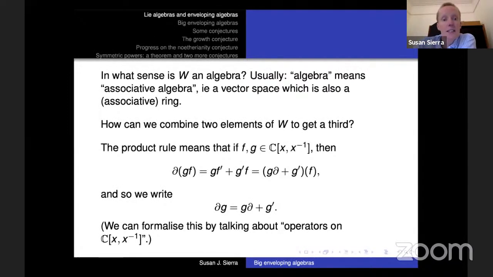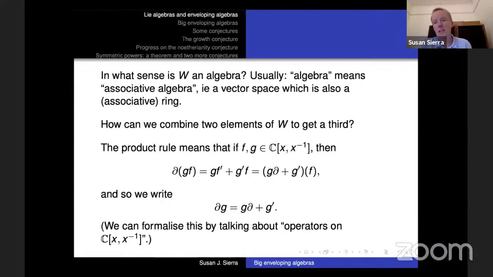So how do we combine two elements of W? Well, let's think about the product rule from calculus. If I have two functions, two Laurent polynomials f and g, then of course the derivative of g times f is g f prime plus g prime times f. So let me write that as g del plus g prime applied to f. So this suggests that the rule for writing del times g is not equal to g times del, but it's equal to g times del plus g prime. And again, this comes directly out of the product rule, the first displayed line on the slide.